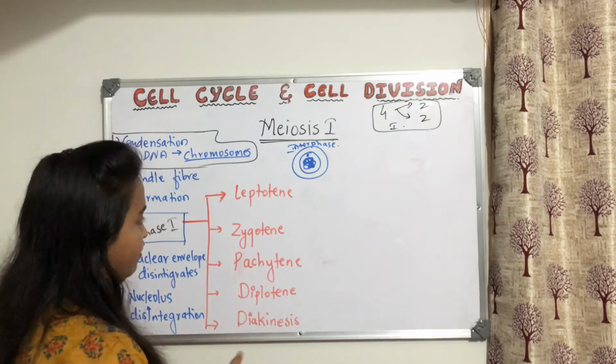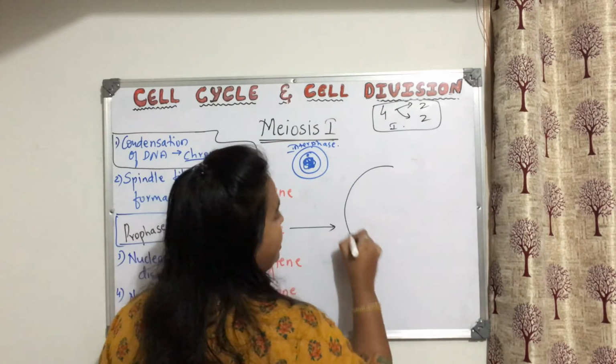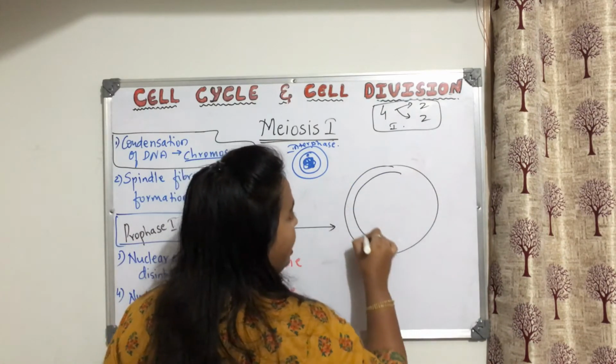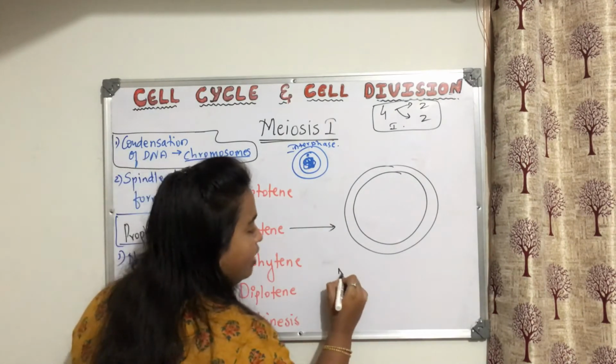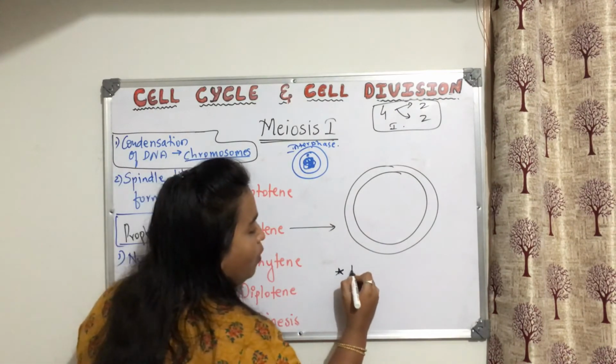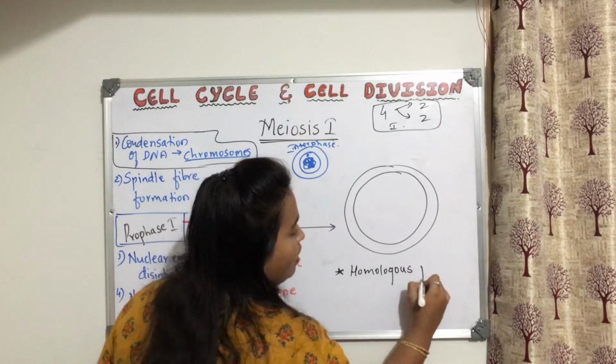Zygotene. Let us consider zygotene. See, this is a cell. Still the nuclear envelope also is there. In zygotene, the main character is homologous pairing.